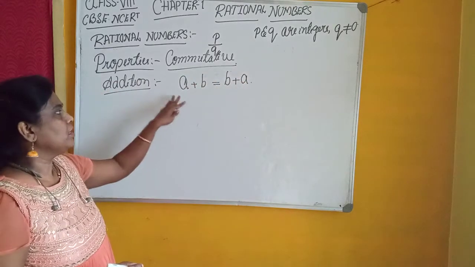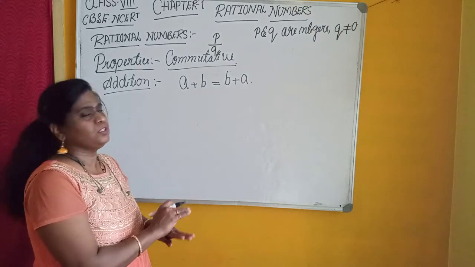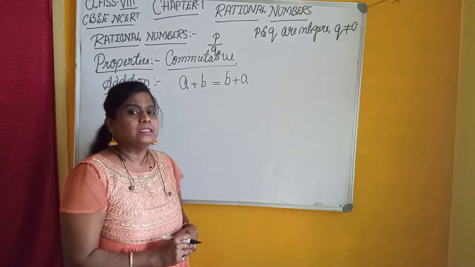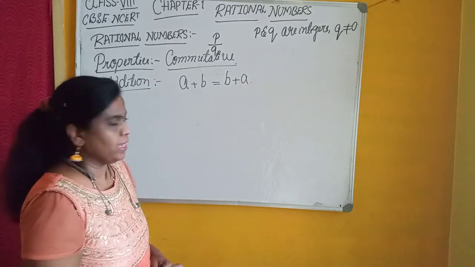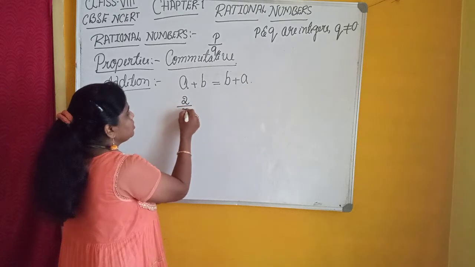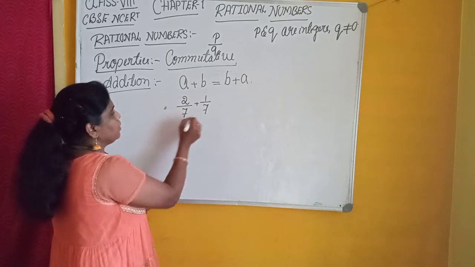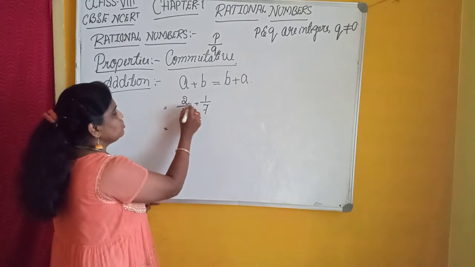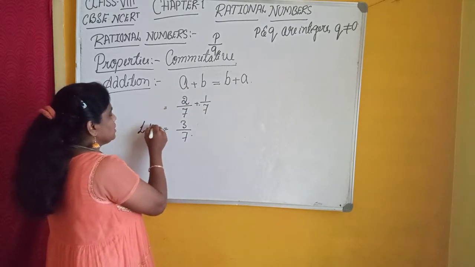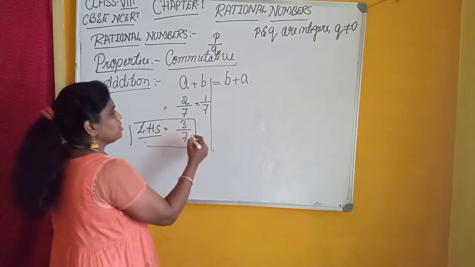Now, here we are considering a as a rational number and b as a rational number. If you add these two rational numbers in any order, the sum will be the same. We have to prove it by taking examples. For a and b, we are taking 2/7 and 1/7. Let us check it for a + b. a + b = (2 + 1)/7 = 3/7. For LHS we got 3/7. Now let us check for RHS.